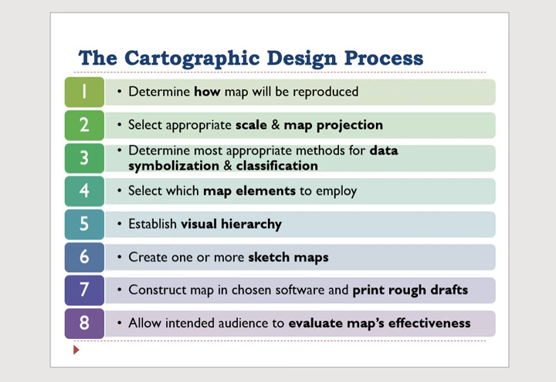The fourth one, select which map elements to employ. The fifth, establish visual hierarchy. The sixth, create one or more sketch maps. The seventh is to construct the map in a chosen software and print rough drafts. And the eighth one is to allow intended audience to evaluate maps' effectiveness.